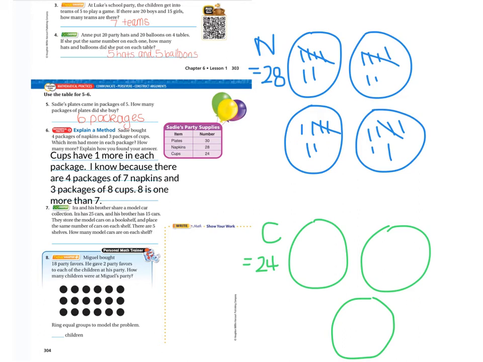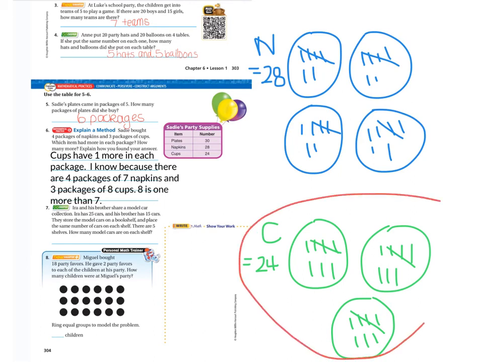I'm going to do the same exact thing for cups, except I'm going to stop at 24. 1, 2, 3, 4, 5, 6, 7, 8, 9, 10, 11, 12, 13, 14, 15, 16, 17, 18, 19, 20, 21, 22, 23, 24. Here I see that there are 8 cups in each package. So that is how I got my answer. 8 is 1 more than 7. So my answer is that cups have more, and there's 1 more because 8 is 1 more than 7.